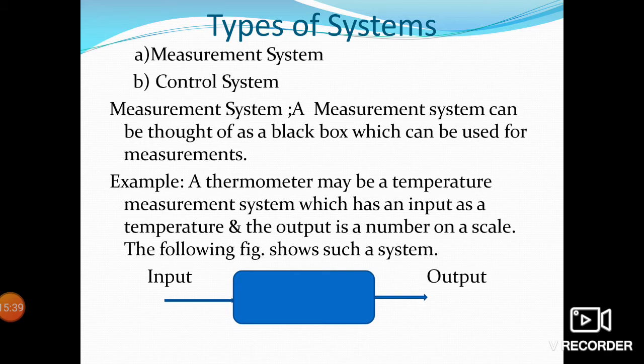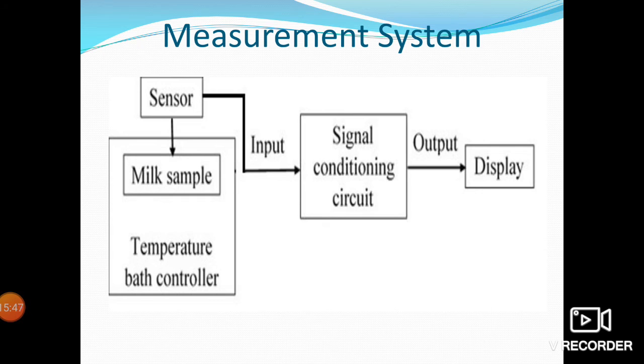So you need to understand there are two important types of systems. One is a measurement system, which is already defined now, and the second one is control systems. So let us go into detail about the measurement system. We have just defined a measurement system.